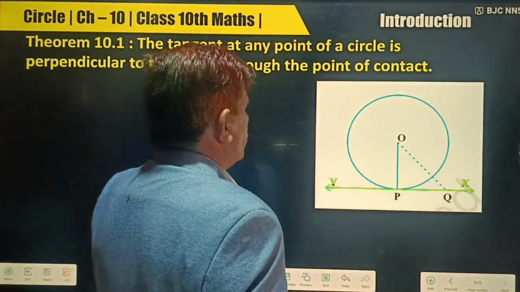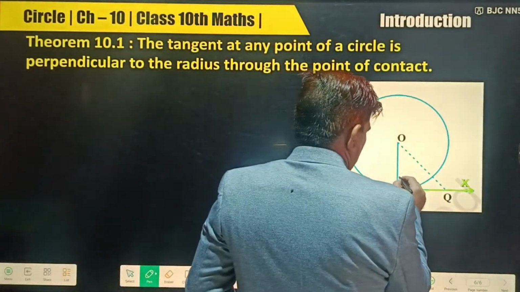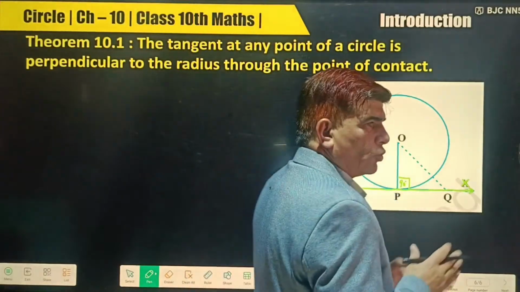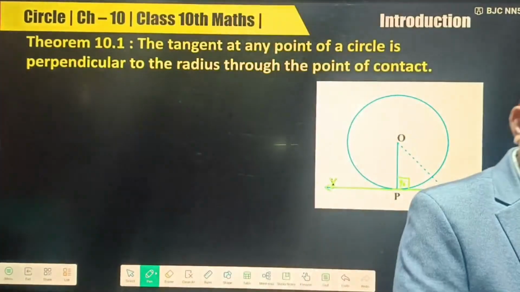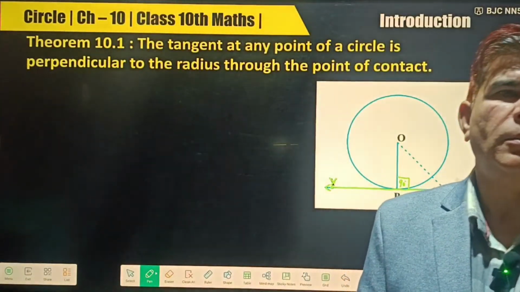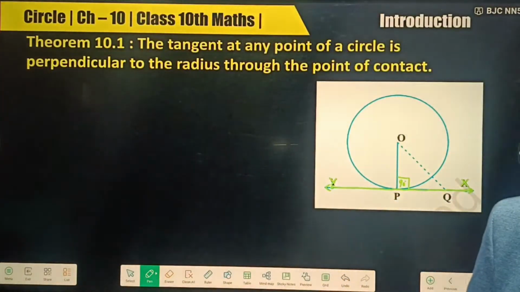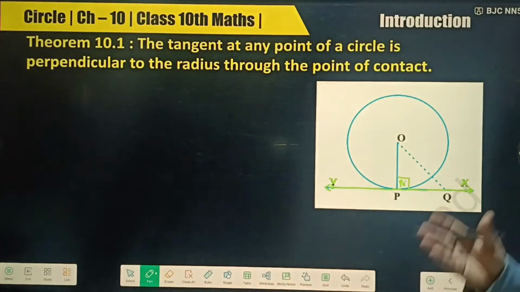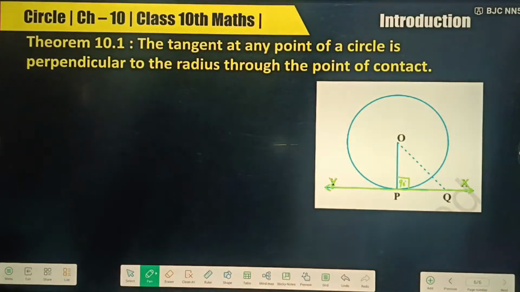It is perpendicular to the radius through the point of contact. So you have to prove this angle is 90 degrees. The radius and the tangent at the point of contact make a 90 degree angle with each other. This type of theorem does not come in the exam, but we can see how it is proved.